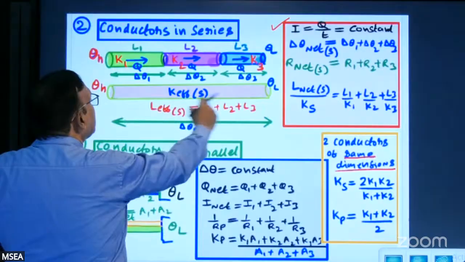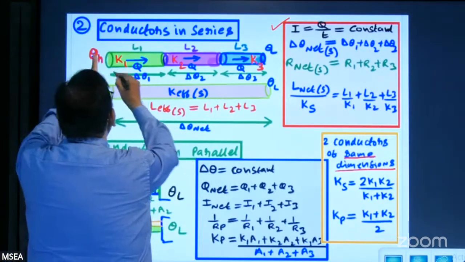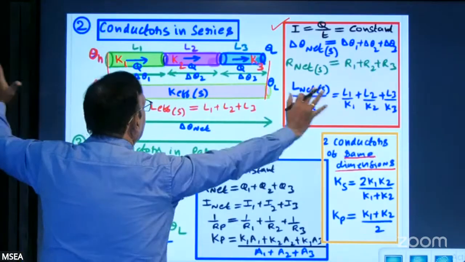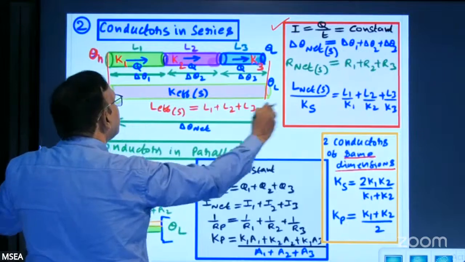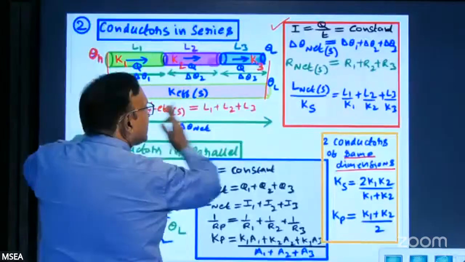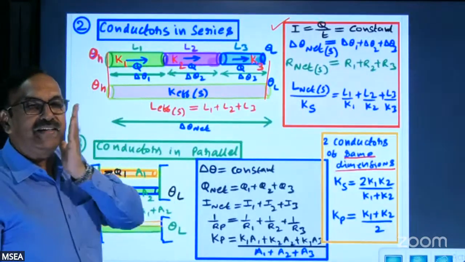So what is the K effective in series? This is a series conductor, also connected to the same set of endpoints. What is the L effective in series? L1 plus L2 plus L3, and across this effective conductor, this is delta theta net. What are all the points we want here?